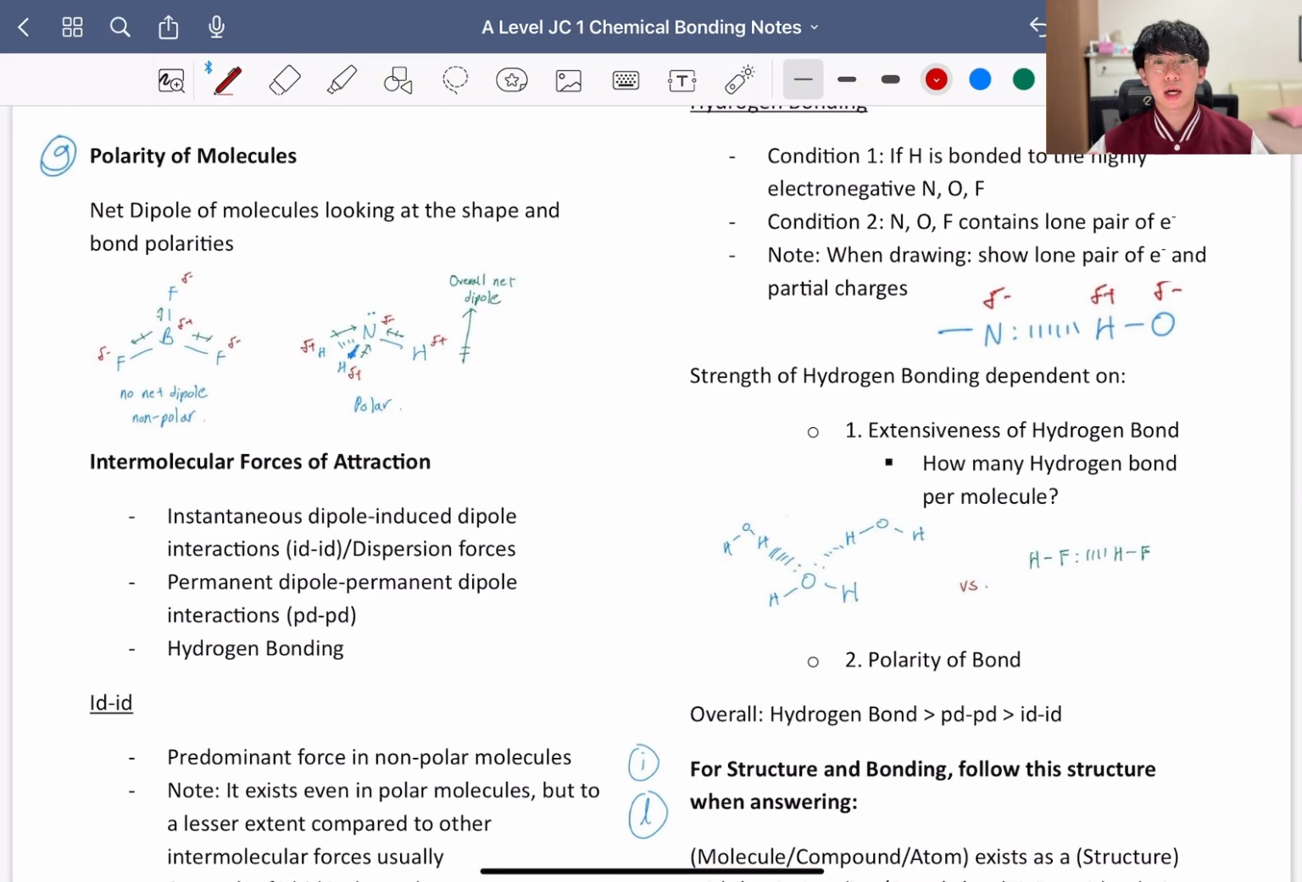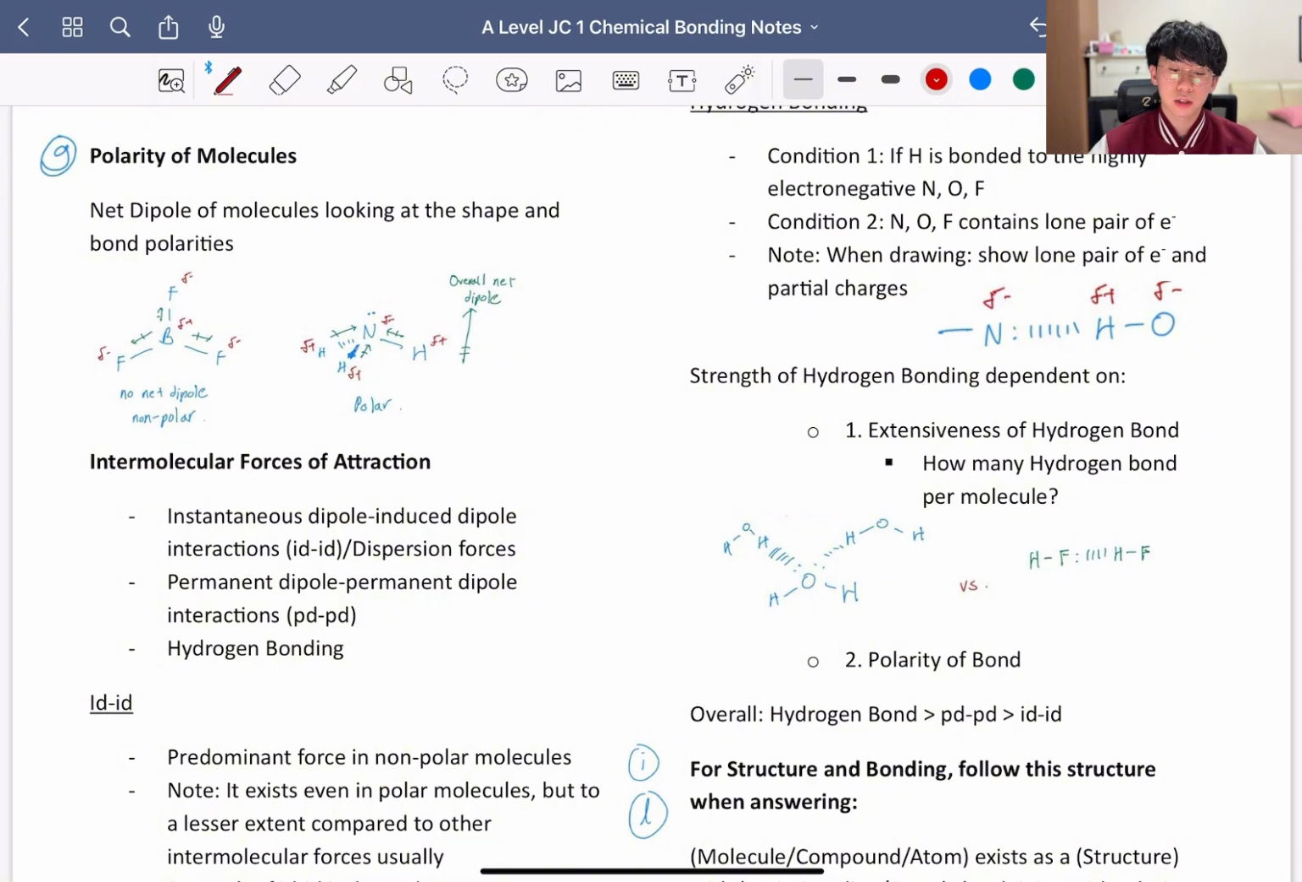Now next is talking about the polarity of molecules. So remember just now how we talked about dipoles of bonds? Well, when it comes to the polarity of molecules, you have to look overall, accounting for all the dipoles of the bonds to determine if a molecule is polar or non-polar.